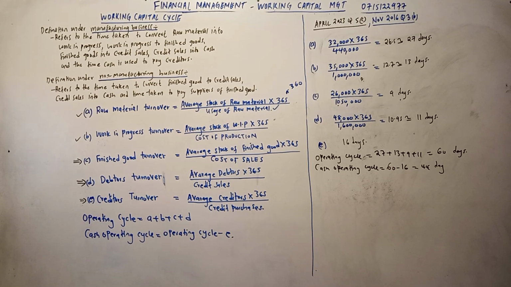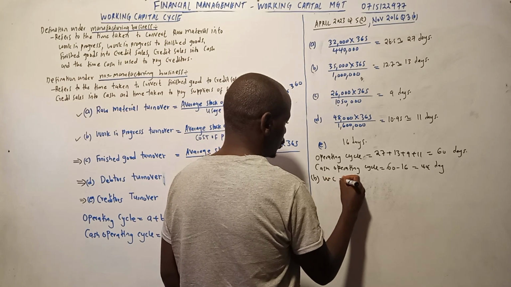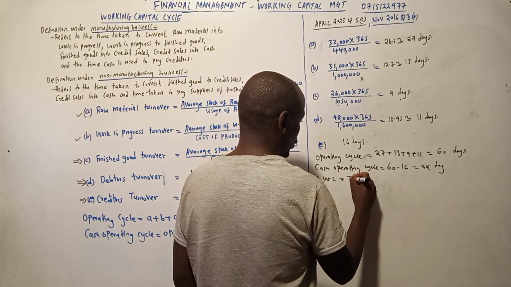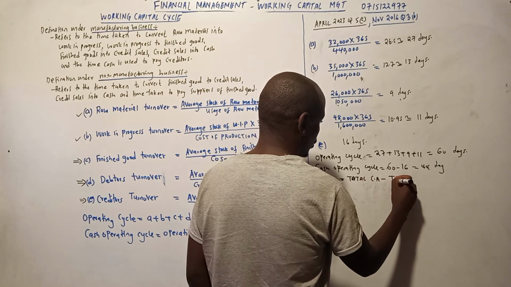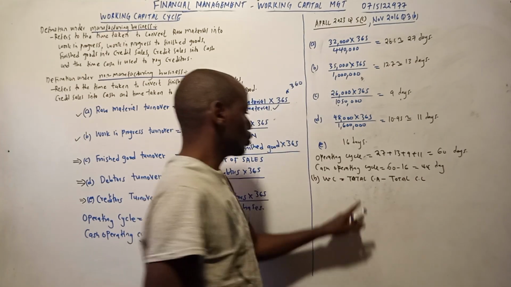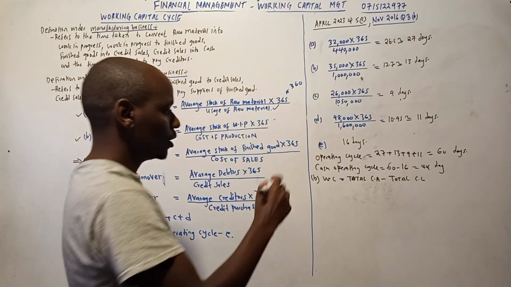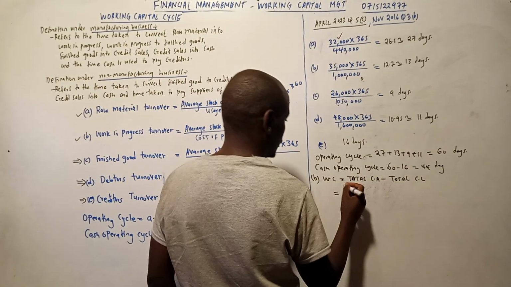Now we can think about working capital required. Remember working capital, number B. Working capital is equal to total current assets minus total current liabilities. So for total current assets, the first one is this 32,000.